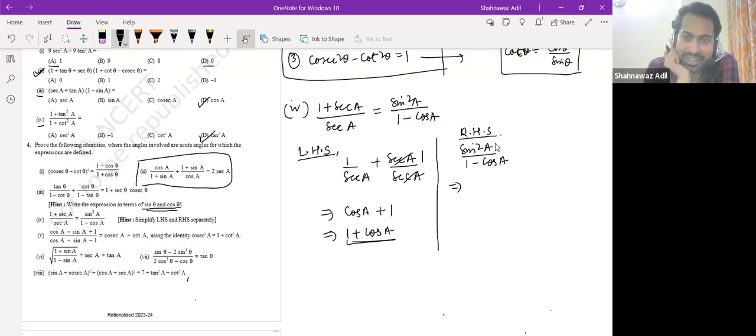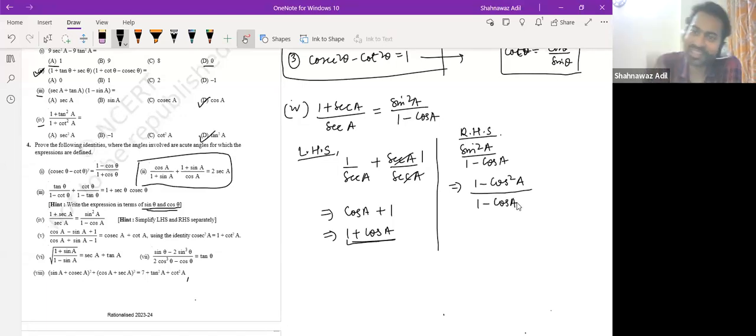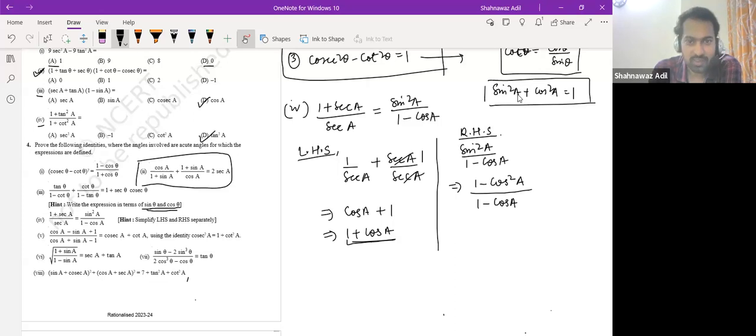Again, remember the identity. Yes, 1 minus cos A. It is minus. It is tan. No, what is the reciprocal of sin? So always we are only using this identity, right?